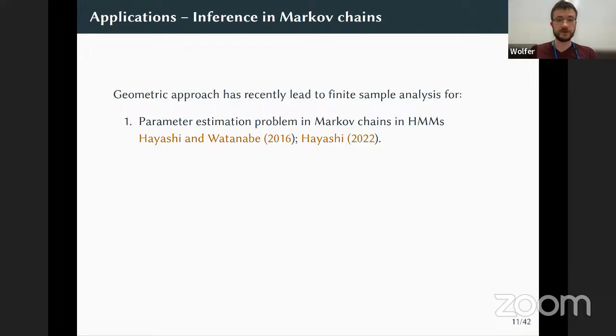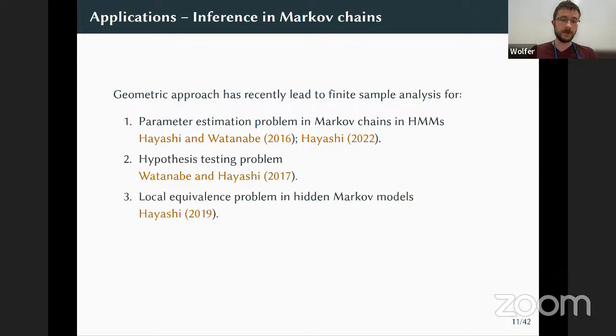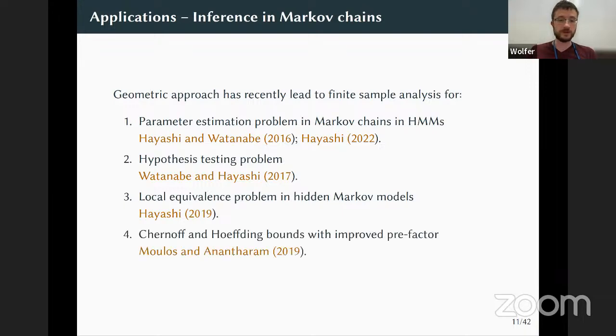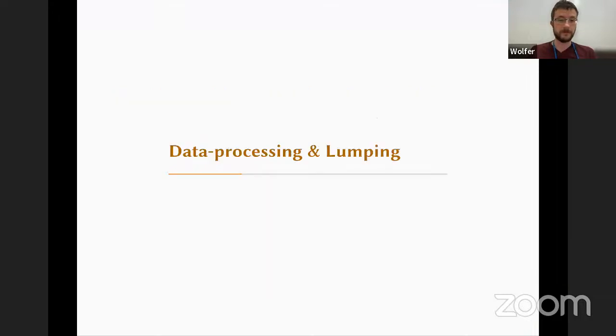This geometric approach has had a lot of applications in recent years. For instance, in parameter estimation, hypothesis testing, local equivalence problems in HMMs, as well as concentration inequalities for Markov chains.